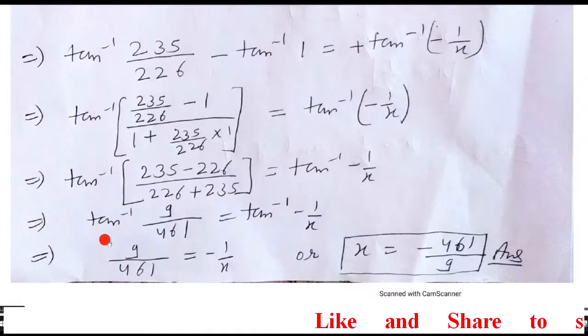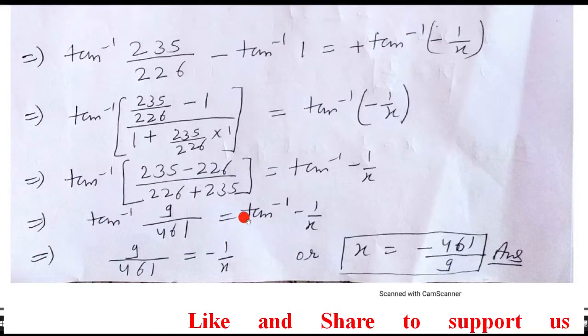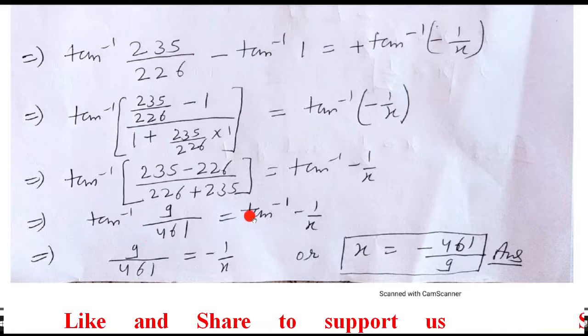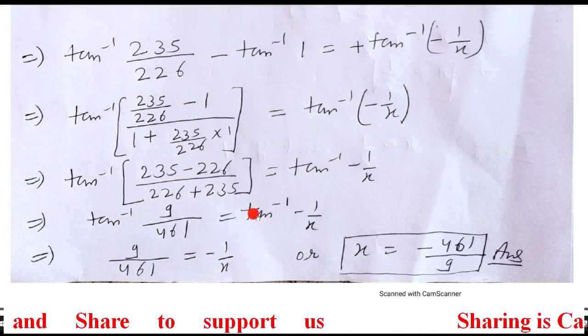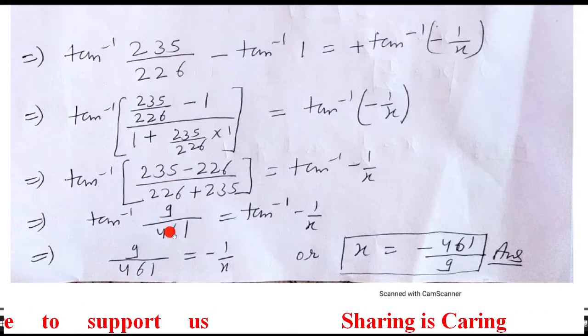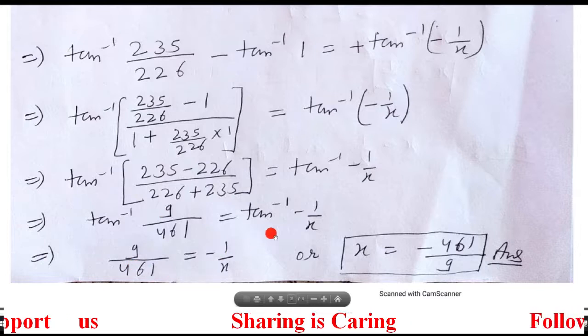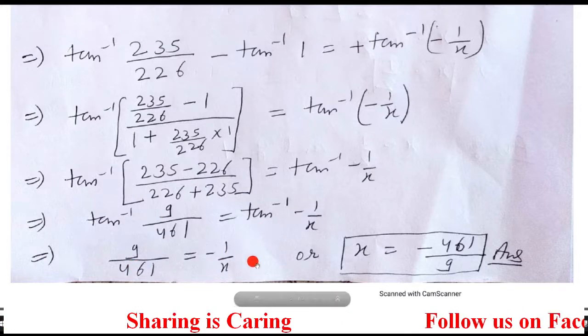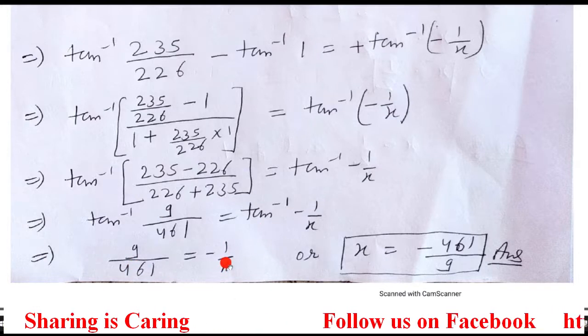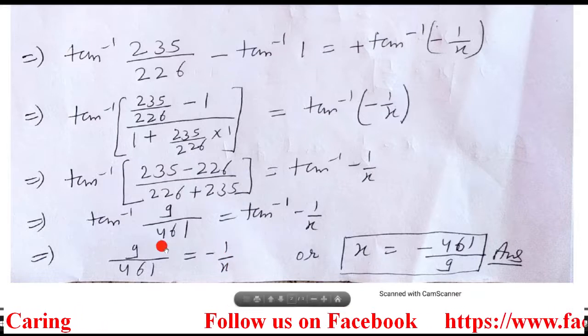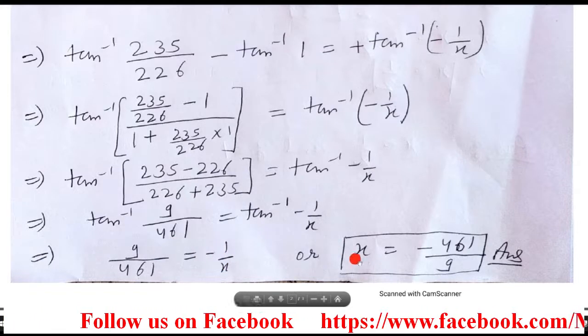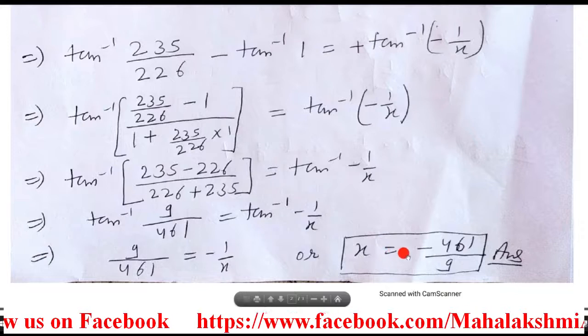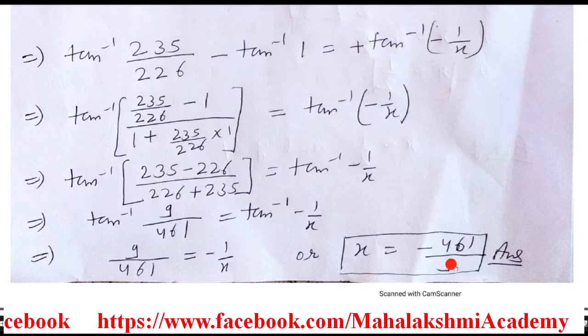Now here also tan inverse and here also tan inverse, so the tan inverse will be removed from both sides, and we are left with 9 upon 461 equal to minus 1 upon x. Since we are solving for x, we want only x, so we will take the reciprocal and shift the minus sign, and that will give us the value of x, that is 461 upon 9.